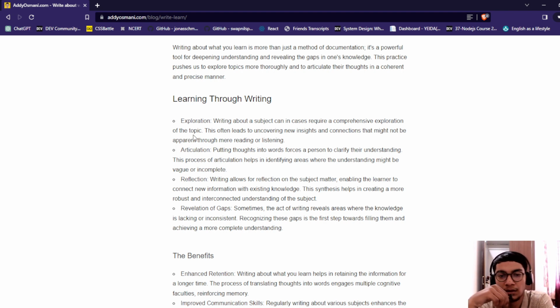Articulation: putting thoughts into words forces a person to clarify their understanding. The process of articulation helps in identifying areas where the understanding might be vague or incomplete. Reflection: writing allows for reflection on the subject matter, enabling the learner to connect new information with existing knowledge. This synthesis helps in creating a more robust, interconnected understanding of the subject. Revelation of the gaps: sometimes the act of writing reveals areas where knowledge is lacking or inconsistent. Recognizing these gaps is the first step toward filling them and achieving a more complete understanding.